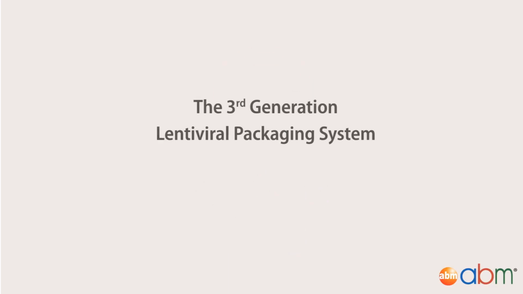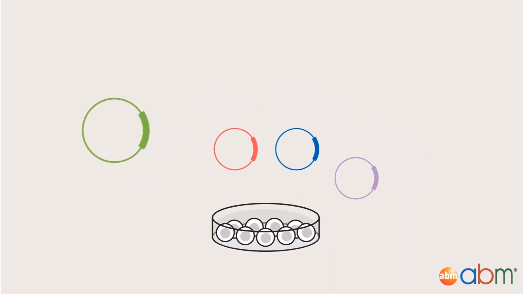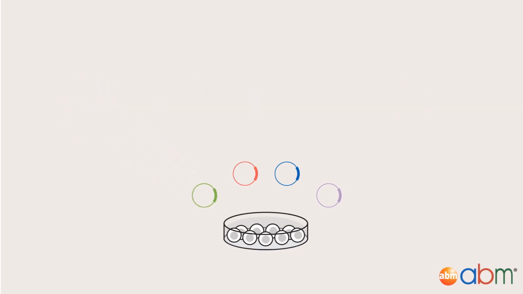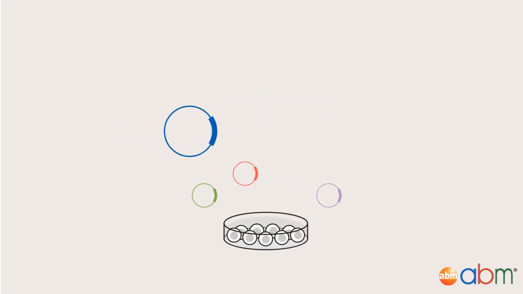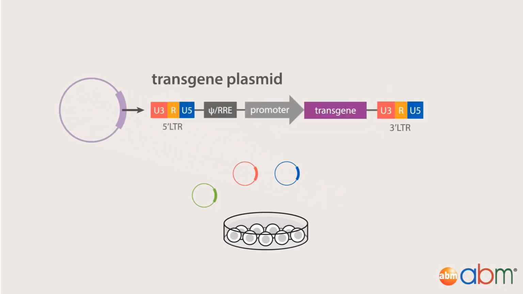To almost completely eliminate dangerous lentiviral recombination events, an even safer third-generation system was created. In this system, the viral genome is split into 4 plasmids. A plasmid containing only the packaging genes, GAG and POL, a plasmid with only the regulatory gene, REV, a plasmid carrying only the envelope gene, ENV, and a transgene plasmid.